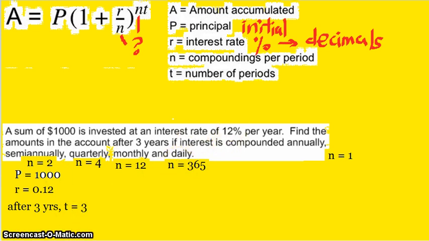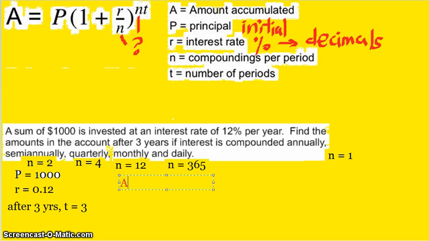This is annually means once per year. Semi-annually 2 times a year. Quarterly means 4 times a year. Monthly means 12 times a year. Daily means 365 times a year. Make sure you pay special attention to the units. So now we have all the missing pieces, and I can find how much money I will have. Alright, so let me just put down a generic expression to find how much money I am going to have after t number of years.